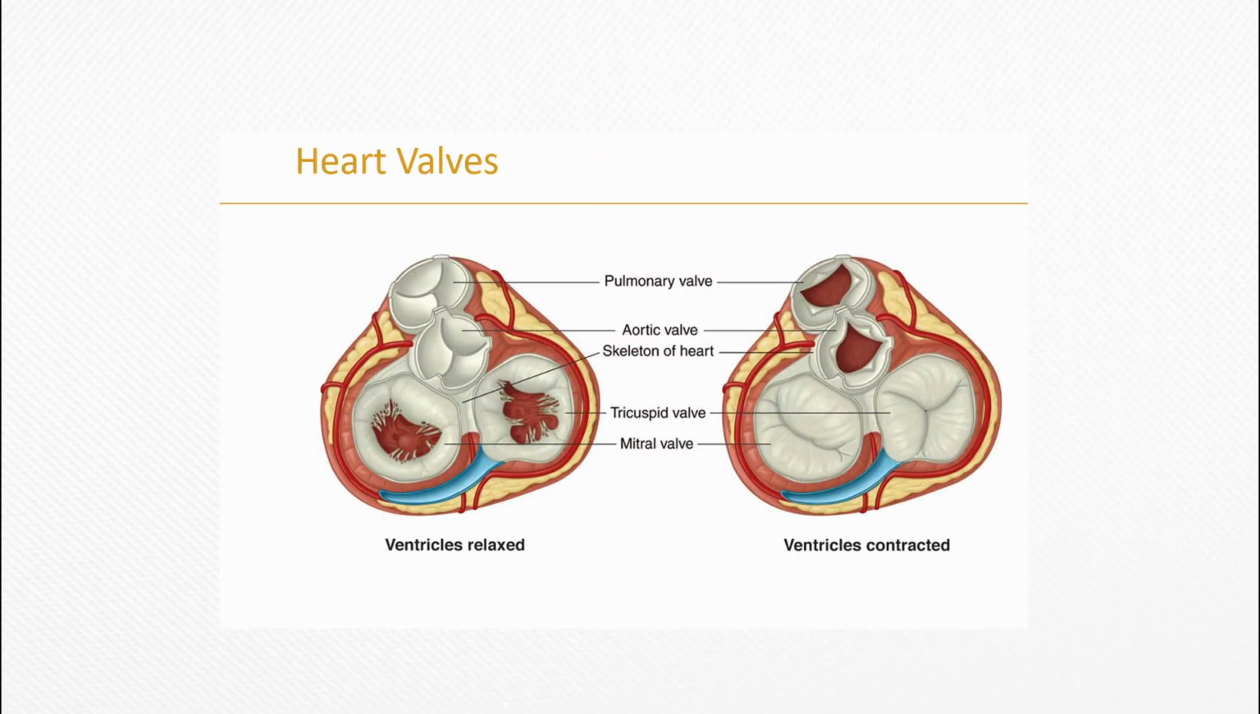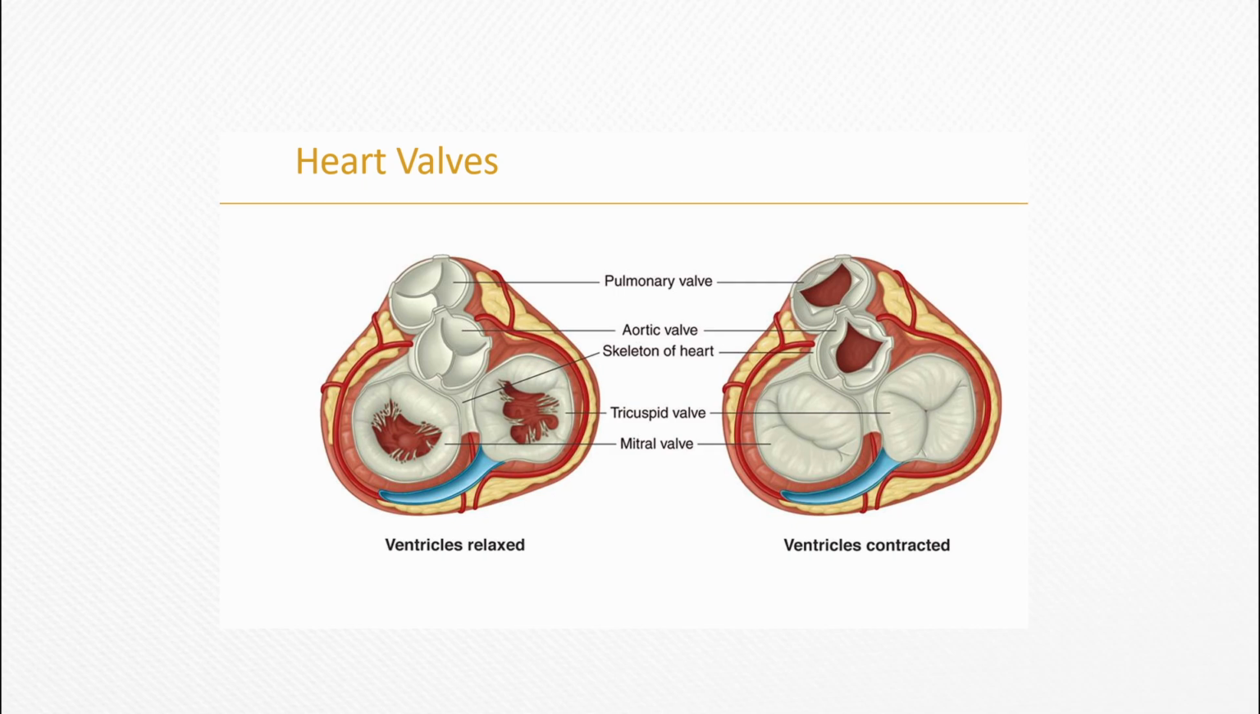As I mentioned before, the heart has valves, and these valves are made up of little flaps of tissue called cusps or leaflets. There are two atrioventricular valves which regulate flow between the atria and the ventricles. And there are also two semilunar valves which regulate flow between the ventricles and the great arteries.